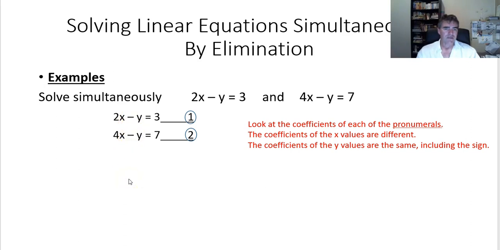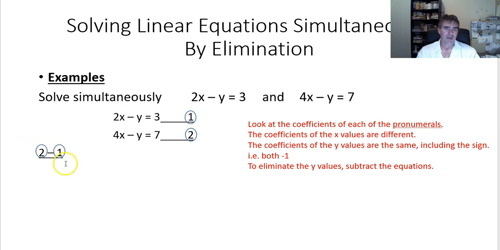So what that means is if we want to eliminate those y values, then what we have to do is subtract those two equations. Because negative 1 take away negative 1 is the same as negative 1 plus 1, which gives us 0. Which means our y values will eliminate. So to do that, we need to write down what we're doing. So we're taking equation 2 and subtracting equation 1.